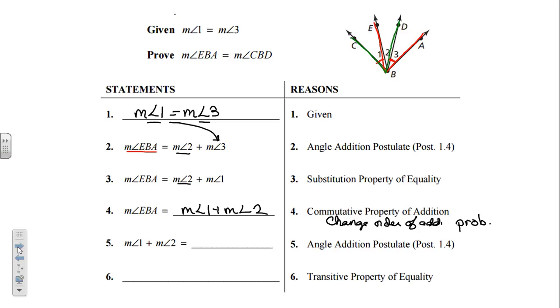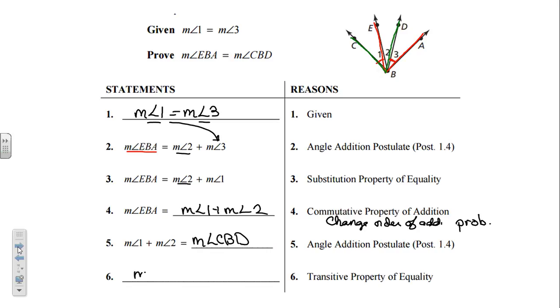Well, the measure of angle 1 plus the measure of angle 2 is going to become what? This little guy plus this little guy. Very good. Measure of angle CBD. And that's angle addition again. Okay? So we're still trying to get CBD here, right? And we're trying to get EBA here. Do you see that EBA equals 1 plus 2? 1 plus 2 equals CBD, right?